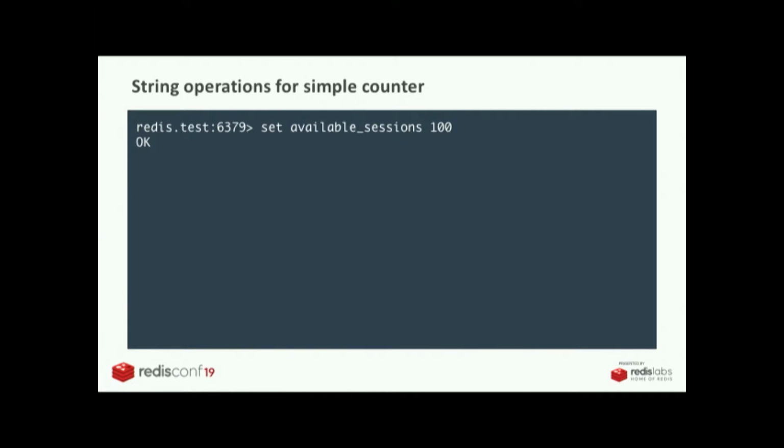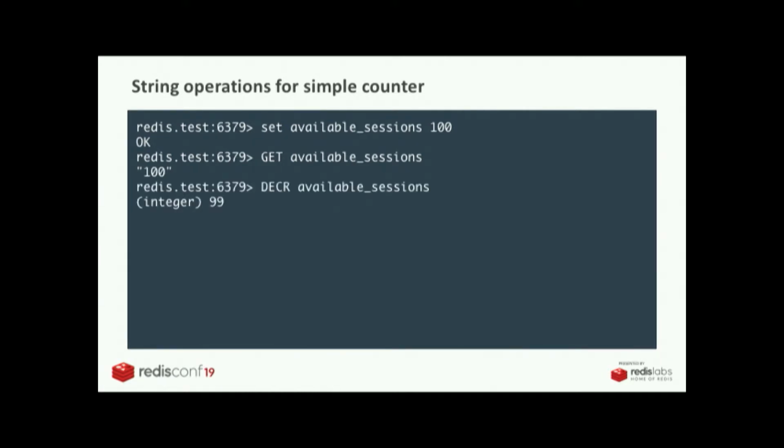So the idea is that first thing, I create available sessions, and I set the initial value to 100. That's the concurrency available to this particular organization. I can call get available sessions and get the number. Right now, since nothing's been added, there's 100. Next thing I do is I start a test. I call decrement available sessions, and you see it returns an integer, 99. So there's 99 sessions left.